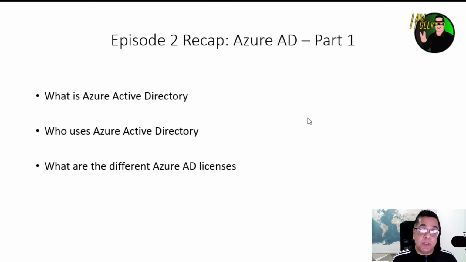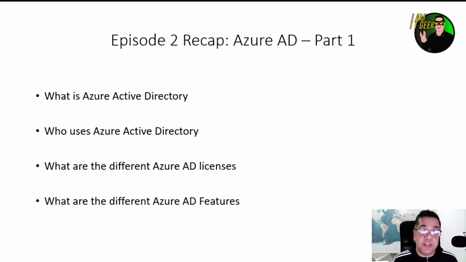I then had a deeper look into the type of licenses and subscriptions available with Azure AD and the differences between those. So we had the Azure Basic license, we had Azure AD Premium 1 or P1, and we had Azure AD Premium 2 or P2. Finally, I touched on some of the features with Azure AD, including authentication features, conditional access, hybrid identity, which we're going to get into a bit deeper further on in the series, identity protection, and some of the reporting and monitoring that's available as well. So that's the episode 2 recap done. Let's get stuck into episode 3.